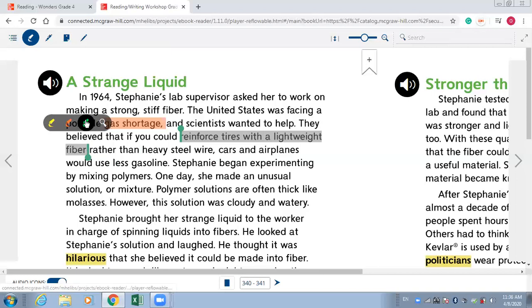Because of the shortage in the gas, which is the problem, what happened? Scientists found a way: if we reinforce tires with a lightweight fiber, it will be better than having heavy steel wire. In this case, we are using less gasoline. As you noticed, students, I went through the passage and I could find a problem, which is the gas shortage, and the suggested solution for it.